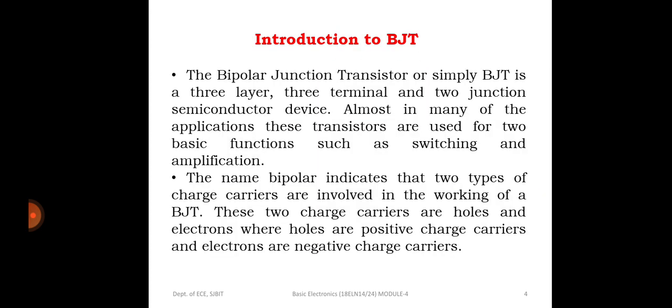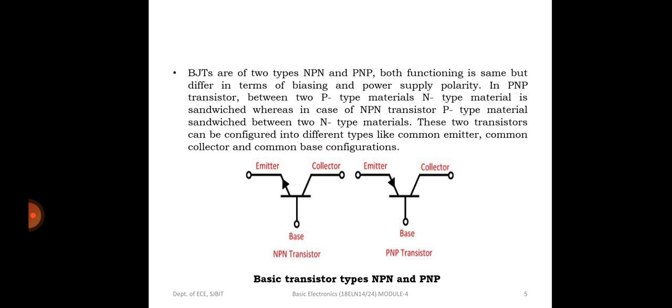So once we study about this, let us have a look into the symbolic representation of the NPN transistor and the PNP transistor. Now we know our BJTs are of 2 types. One is NPN and the other one is PNP. Both functioning is the same but they differ in terms of biasing, right? Biasing is nothing but applying a voltage, so applying an external voltage is called biasing. Both of them perform the same operation and the working principle and construction are the same, but the only thing they differ in is with respect to the biasing and the power supply polarity that we are going to connect.